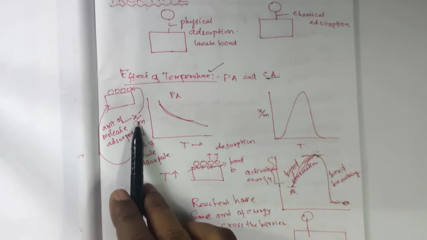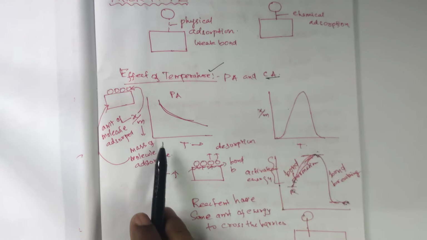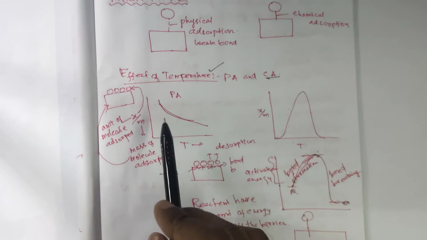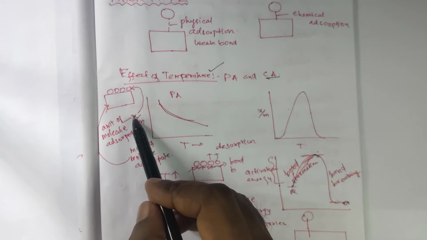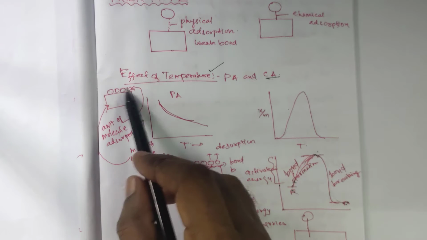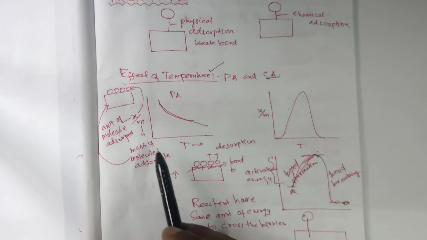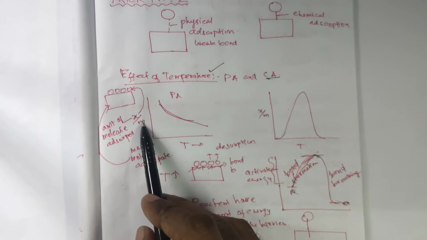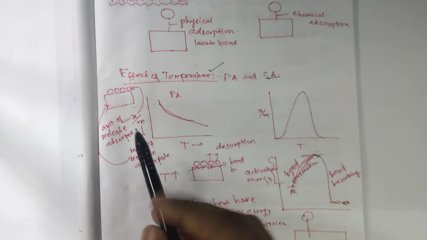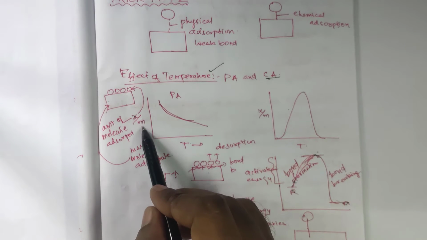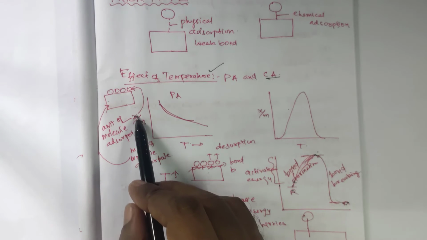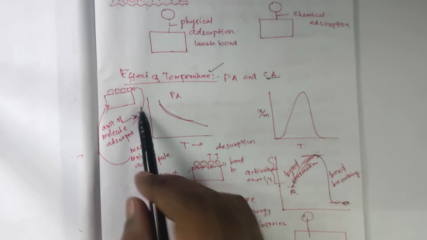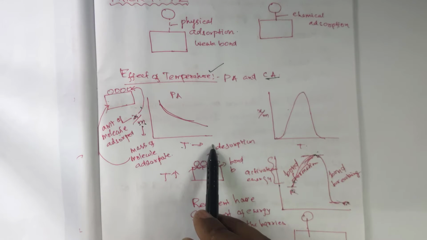For adsorption, the graph of x by m against T is as follows. What is x? x is nothing but the amount of molecules adsorbed. What is m? The mass of the surface adsorbing the molecules. So x by m is nothing but the adsorption. We put the x by m value on the Y axis and the temperature on the X axis.